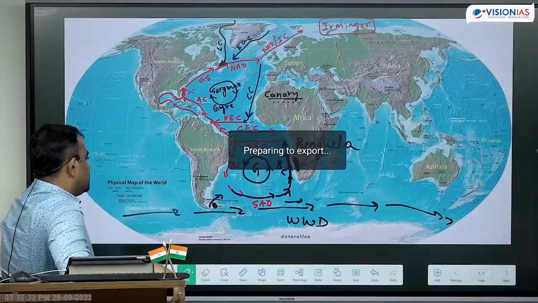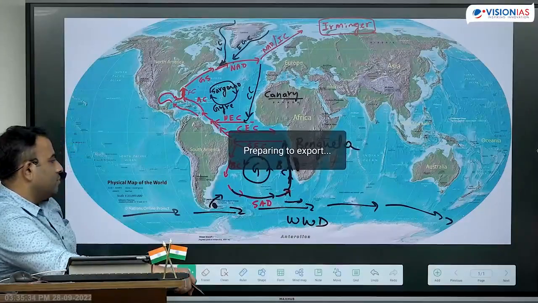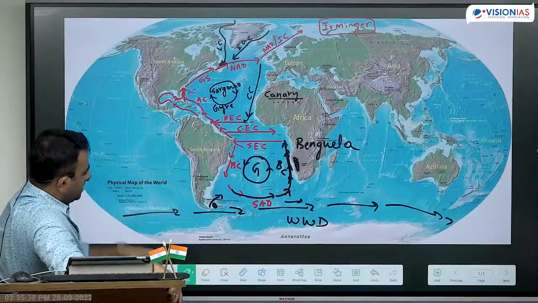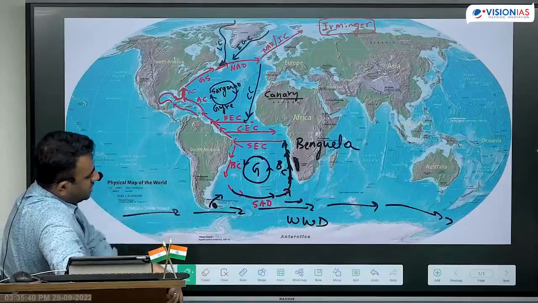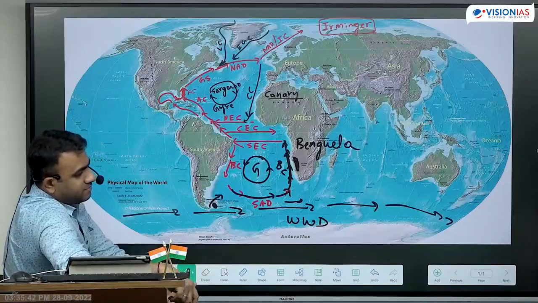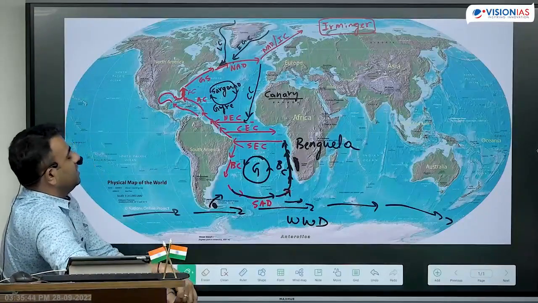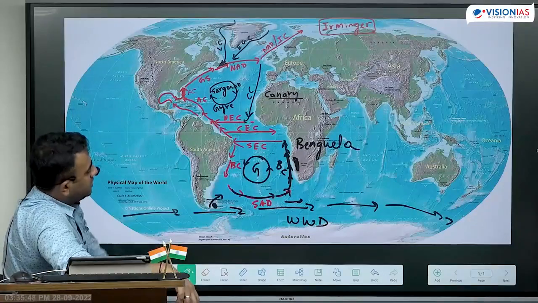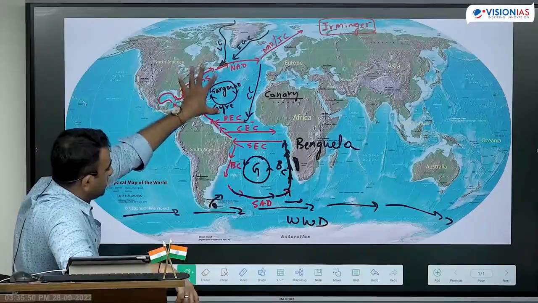In the southern part, the southern branch of South Equatorial current moves along the coast of Brazil as Brazilian current. Then it turns towards the left and joins the west wind drift. Okay, it becomes part of the west wind drift, that is South Atlantic drift. A part of it moves towards the north as Benguela current and joins back the South Equatorial current. Here there is a gyre, northern gyre, this is southern gyre.